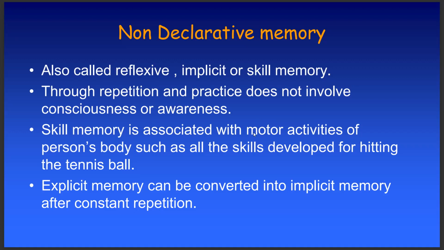Skill memory is associated with the motor activities of a person's body, such as all the skills developed for hitting a tennis ball. The person who is very skillful in tennis, an elite player, whenever he is going to hit the ball, there is no need of memorizing and recalling, because now he does not need any consciousness. He will just hit the ball automatically. That is because of repetition and practice again and again; this has become a memory. So explicit memory can be converted into implicit memory after constant repetition. Explicit memory, which we call declarative memory, when there is repetition and practice again and again, is then converted into implicit memory.